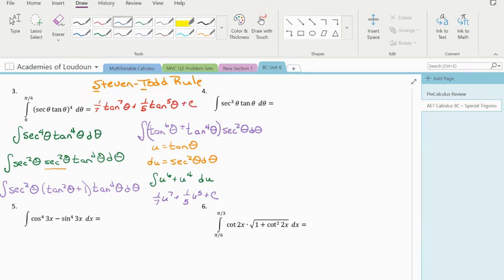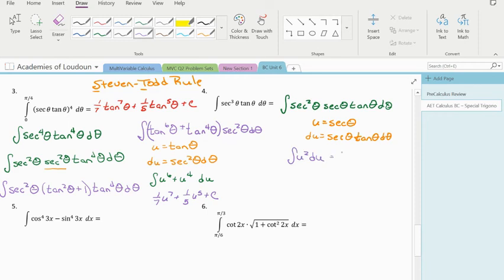So in problem 4, we have that the power of tangent is odd. So we're going to rewrite this one as secant squared theta, secant theta, tangent theta, d theta. And we're going to set our u to secant theta. Du is secant theta tangent theta d theta, and you can see that we then have the antiderivative of u squared du, which is 1/3 u cubed plus c, and so this antiderivative is 1/3 secant cubed theta plus c.